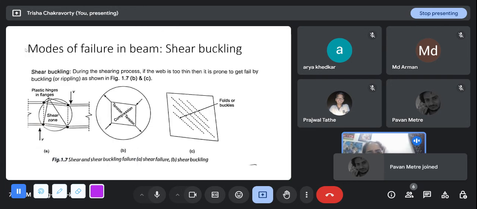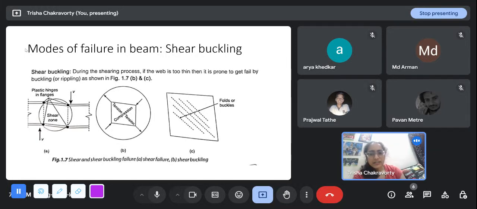Then there is a shear buckling mode. Buckling during the shearing process: if the web is too thin, then it is prone to fail by buckling, as shown here. See, the cracks develop in a diagonal sense because the tension and compression develop in these two perpendicular directions.